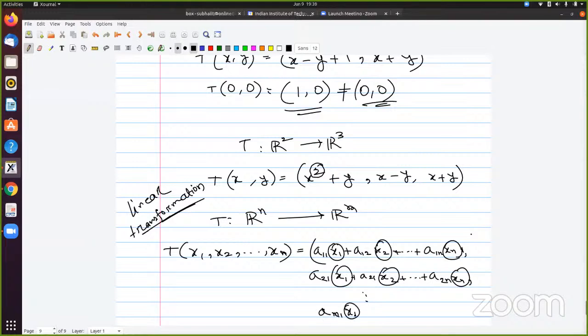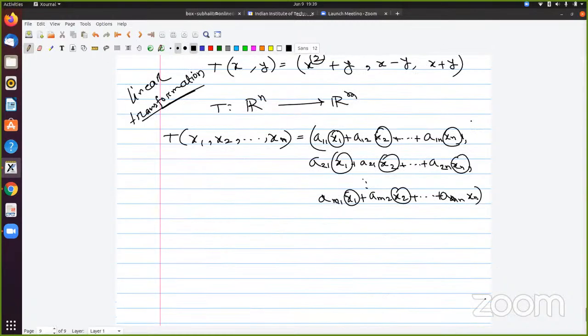Sir, but if we put 0 here, then what can we say about this? I am coming to that. I am saying a general form should be like this. It can happen that every element is going to 0. That is called the zero transformation. Every element going to 0 means all these a_i's are 0 basically.